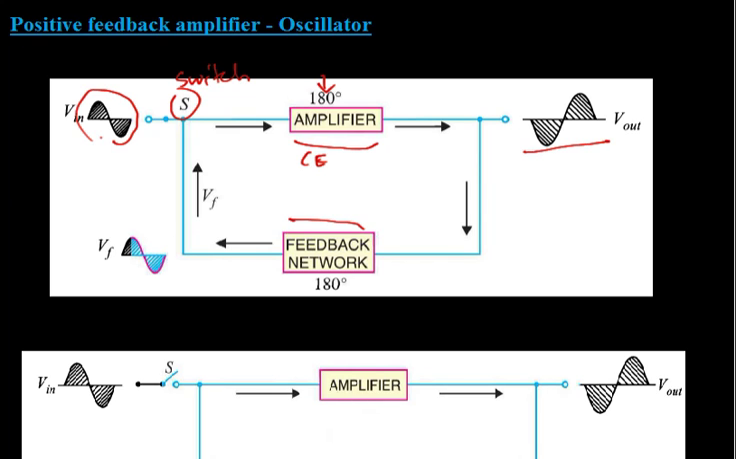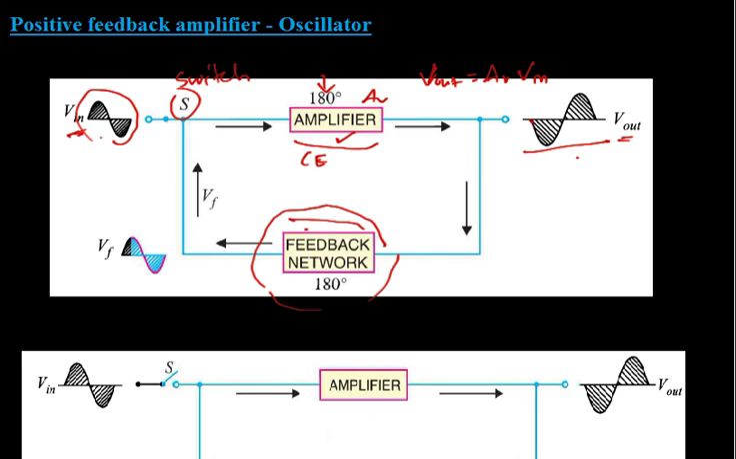That is, there is a 180-degree phase difference between the output voltage and the input voltage, and the output voltage is amplified, or the amplitude of the output is greater than the input. It is usually given by V out equals A_V times V in, where A_V is the voltage gain of this amplifier. Now a feedback network is also provided in this circuit. That means a part of this output voltage is fed back to the input through a feedback circuit.